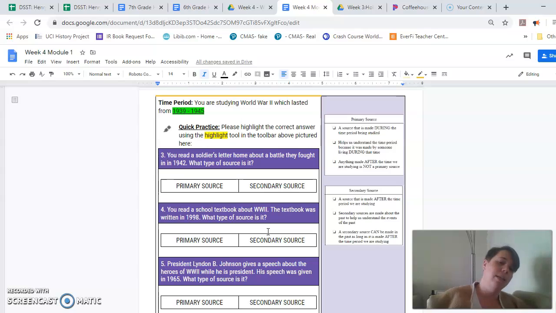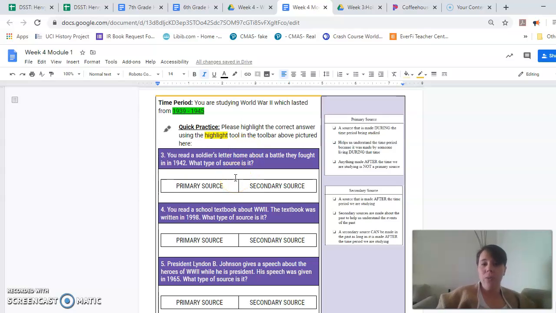But let's have some practice. You're just going to be highlighting in the boxes which is which. So let's consider the time period that I am asking you to think about. We're studying World War II, which lasted from the invasion of Poland in 1939 to the armistice, like the end, the signing of peace declarations in 1945. So we're looking at that time period, 1939 to 1945. You're going to use your highlighting tool up here at the top to decide if these are primary or secondary sources.